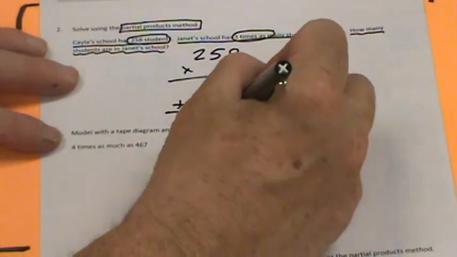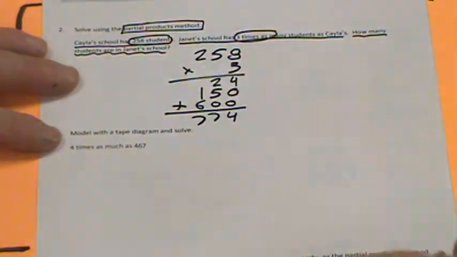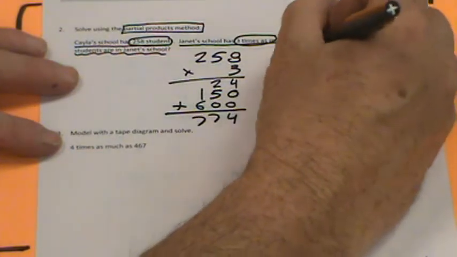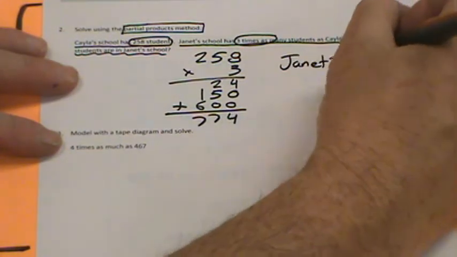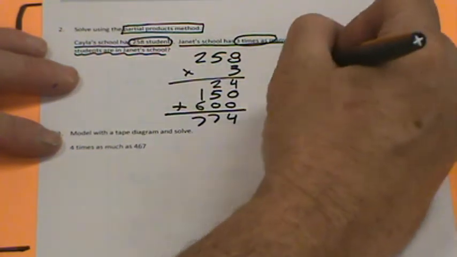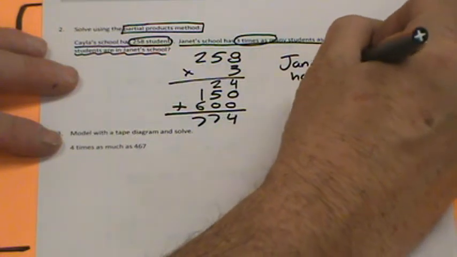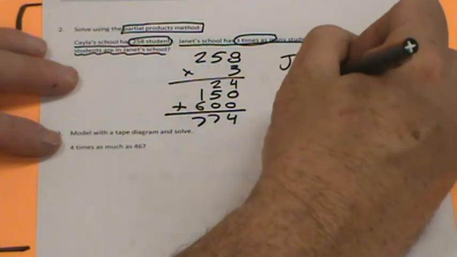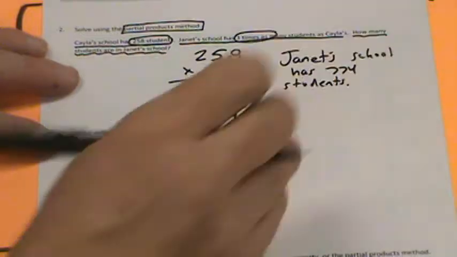I have 4, 7, 7, and we could say Janet's school has 774 students. All right? And you can always pause that.